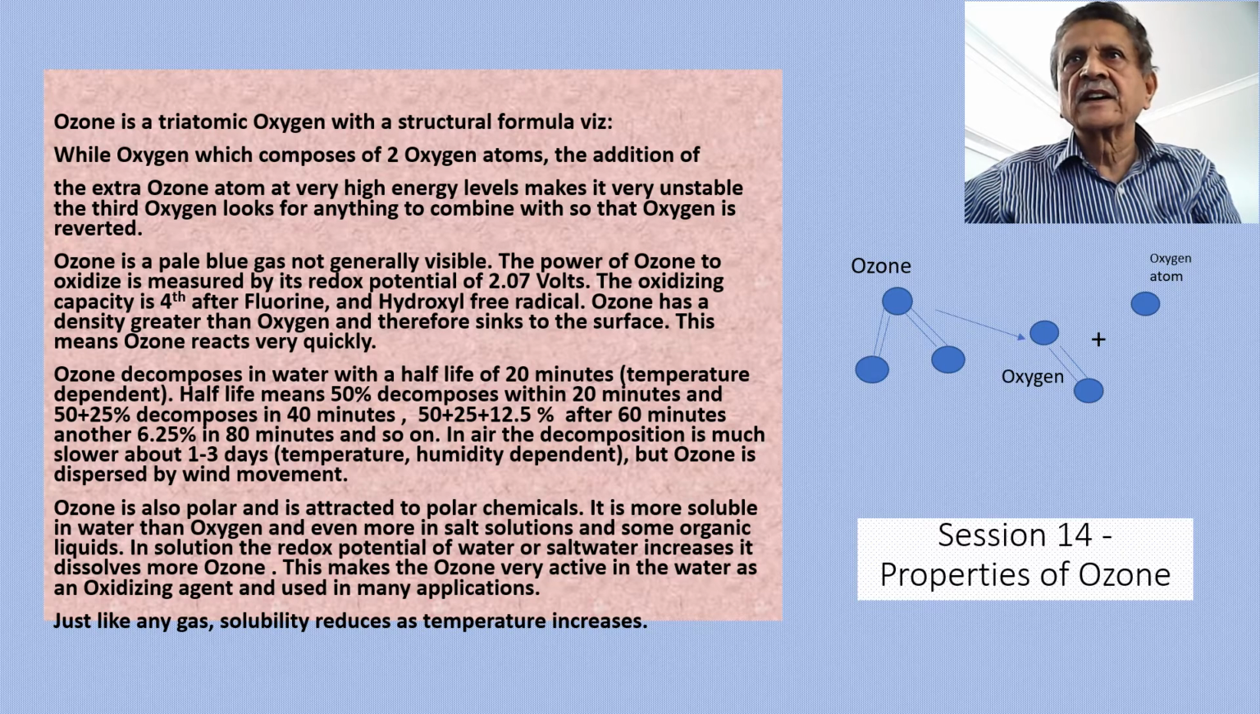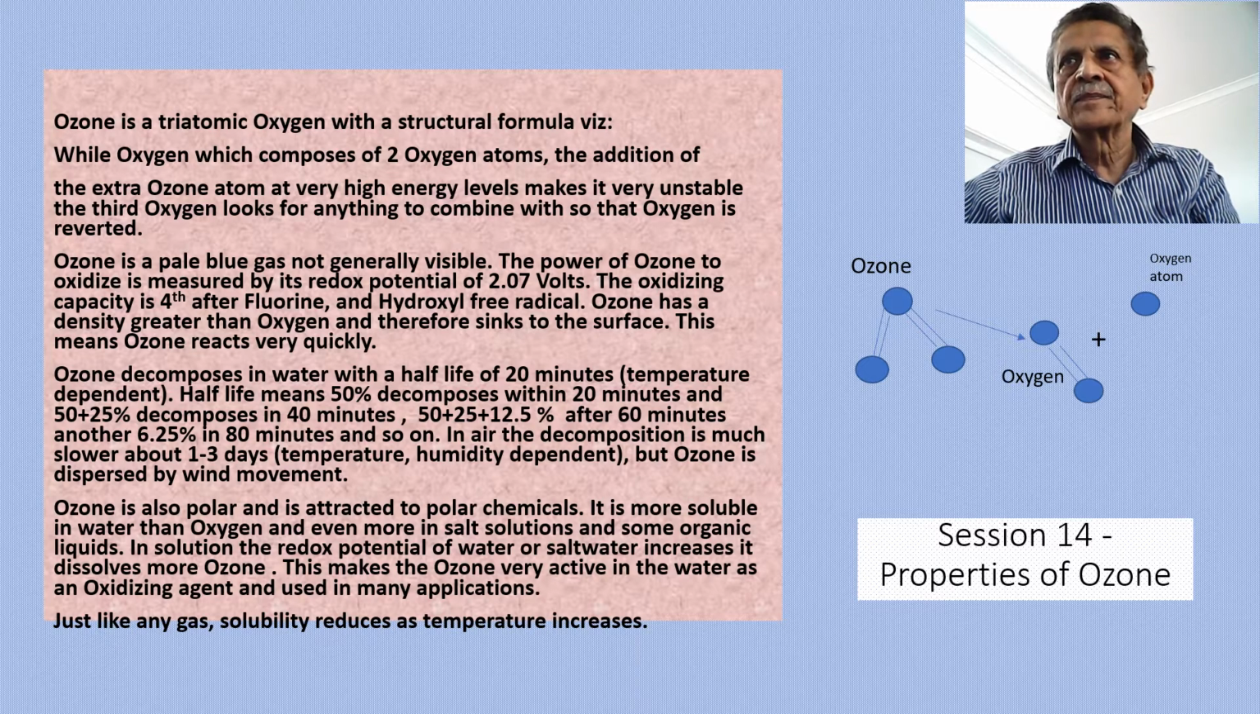Of course, we have already done a bit of information. Ozone is a triatomic oxygen, which has 3 oxygen atoms in one molecule. If you look at the diagram on the right, you find that there are 3 oxygen atoms, and each of them is connected by a double bond. We know oxygen has 4 particular bonds available for combination.